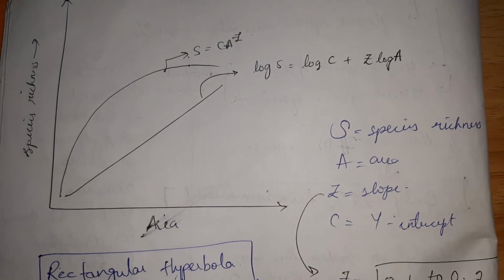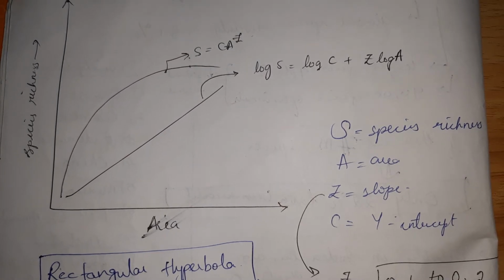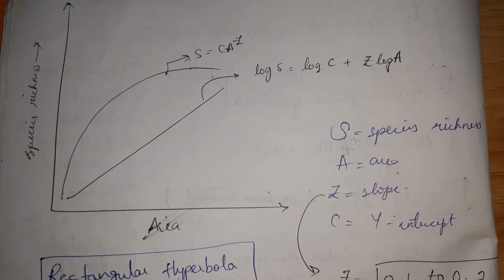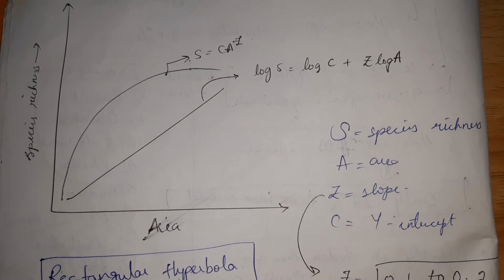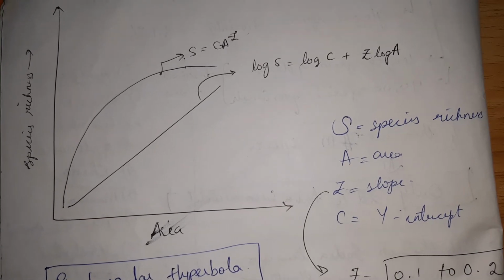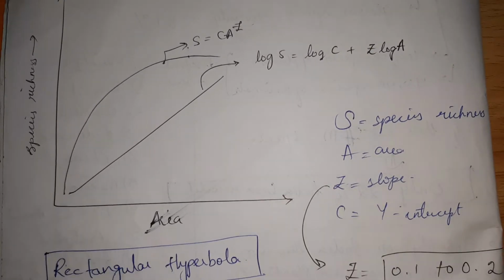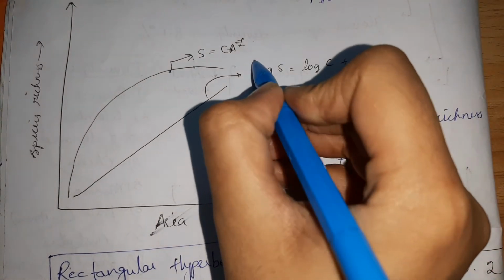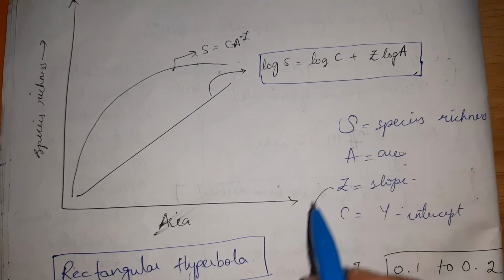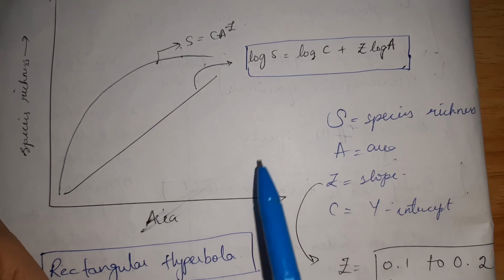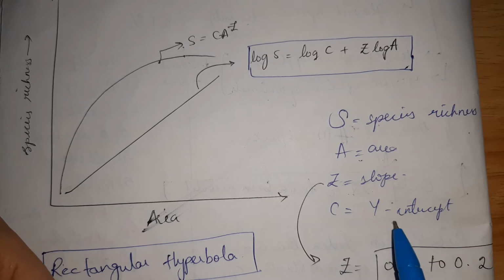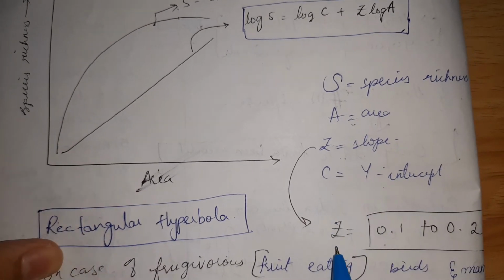This is also a very important graph, which was described by Alexander von Humboldt, a German naturalist and geographer. He described the relationship between species richness and area, and this graph is known as a rectangular hyperbola. If we derive it on a log scale, we get log S = log C + Z log A, which is a straight line, where S is species richness, A is area, Z is the slope and C is the y-intercept.